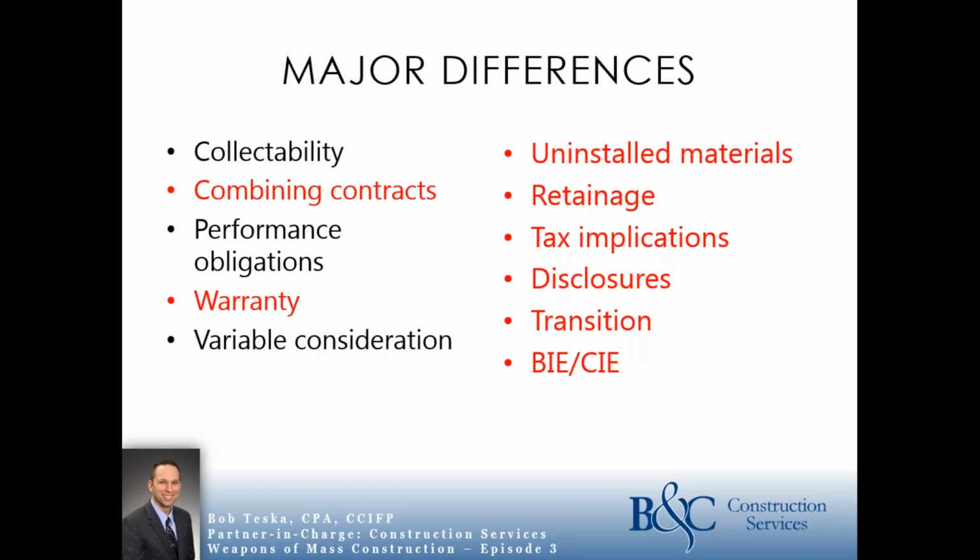So some major differences. We've talked about collectibility. We've talked about performance obligations. We've talked a lot about variable consideration. So these ones in red are ones that we have not talked about. They're not nearly as in-depth, and so I want to go through some of these here.